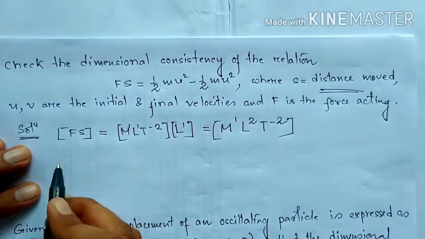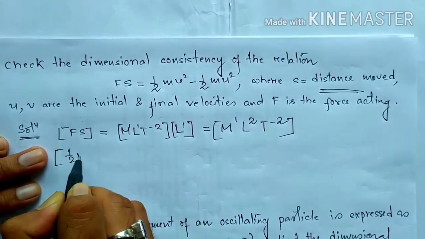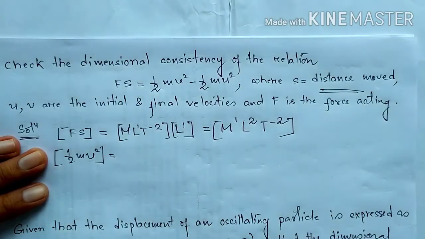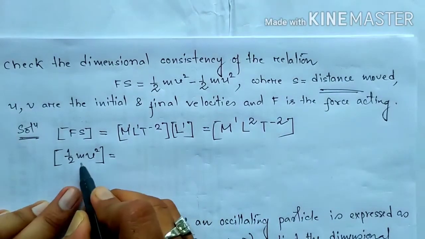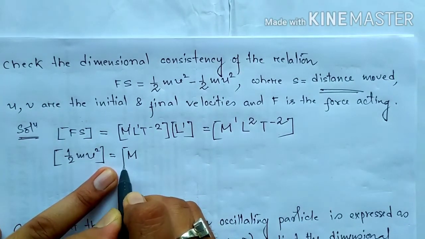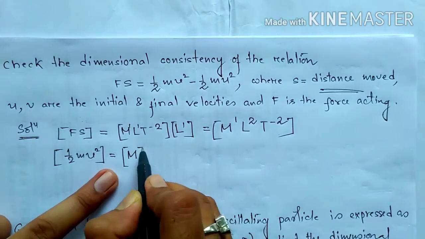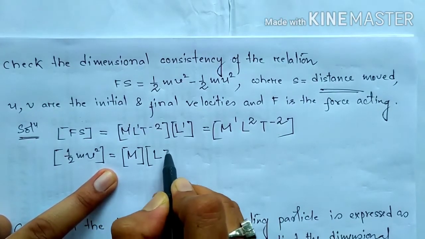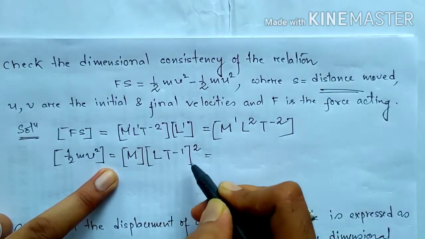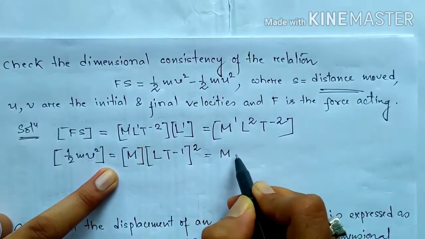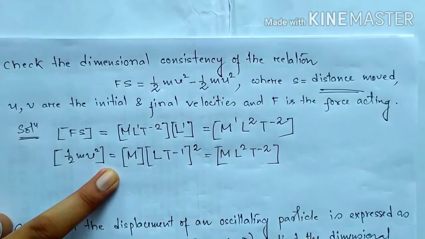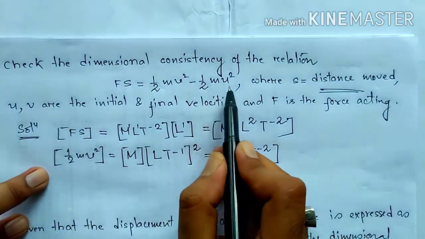Now what is the dimension of half m v square? Half has no dimension, so no need to think of it. The dimension of m is M. Dimension of v square, v is L T to the power minus 1, whole square. So this becomes M L square T to the power minus 2. Now let us see the dimension of half m u square.